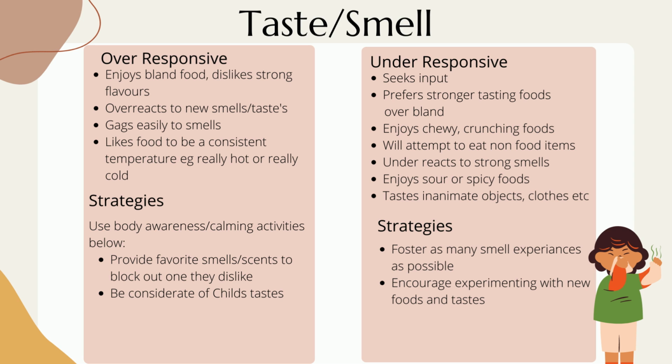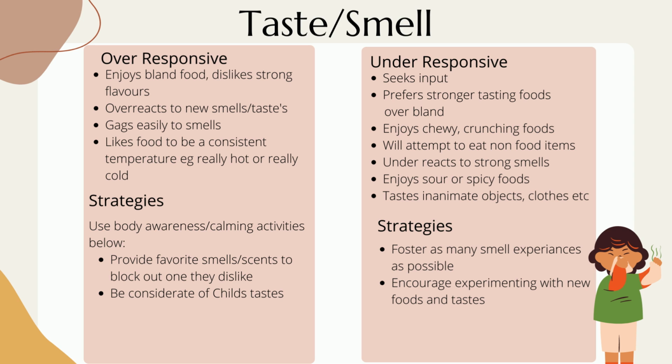If your child is under responsive to taste and smell, you may notice that they seek more input, so they often prefer stronger tasting foods and scents such as sour and spicy food, or even enjoy chewy and crunchy food also. You may also see that your child may attempt to eat non-food items, so that's your inanimate objects, like a pen, anything really they bring close to their mouth and taste or lick if they're under responsive.